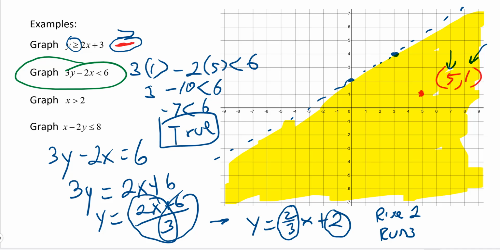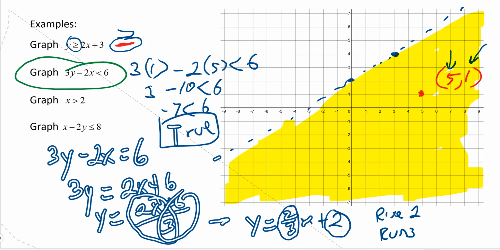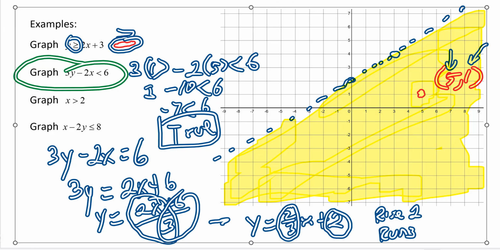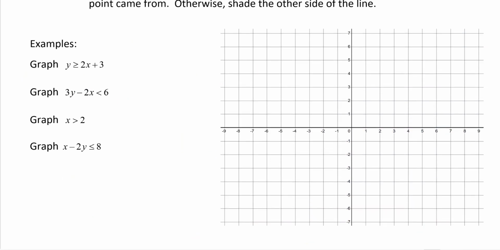Okay, let's erase this and move on to our next one. So the next one, there's more than one way to think about it, but I'm going to just follow what I've been doing. So step one, pretend it's an equation and graph that.